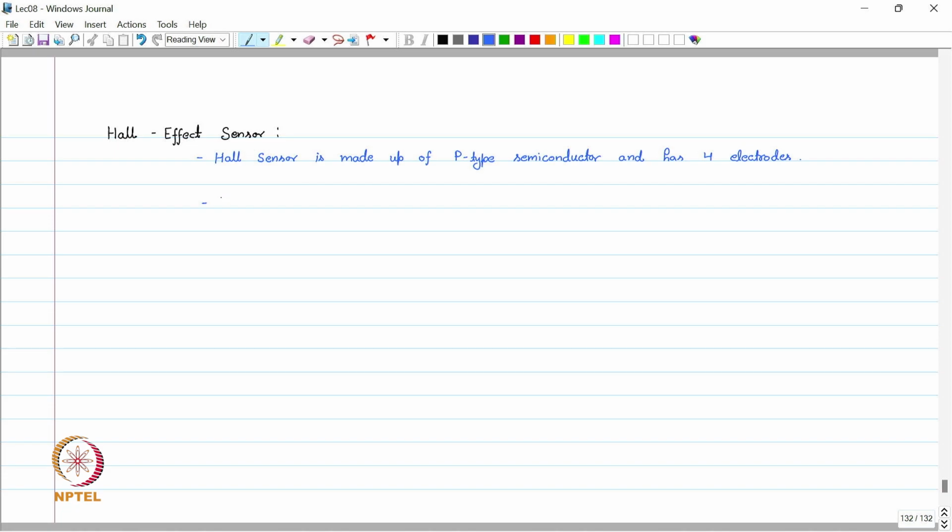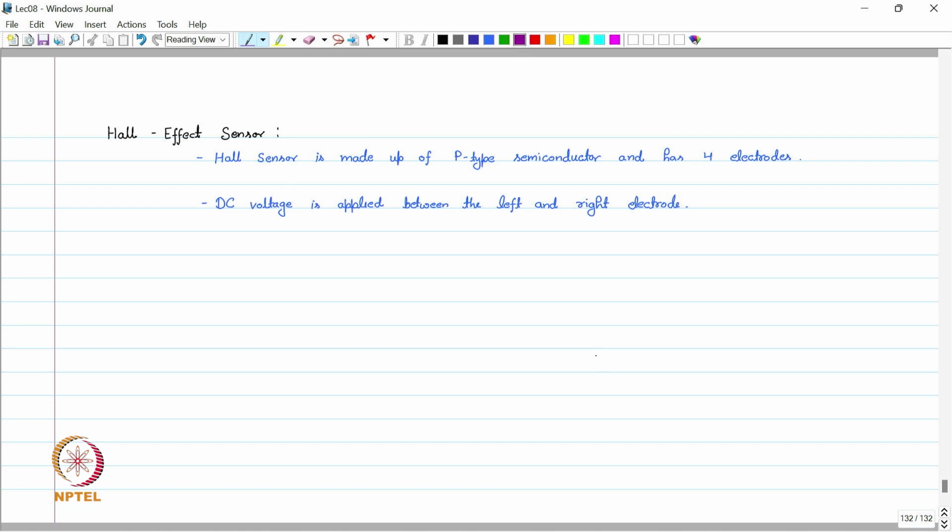A DC voltage is applied between the left and the right electrode. So let's see how this Hall sensor looks like.